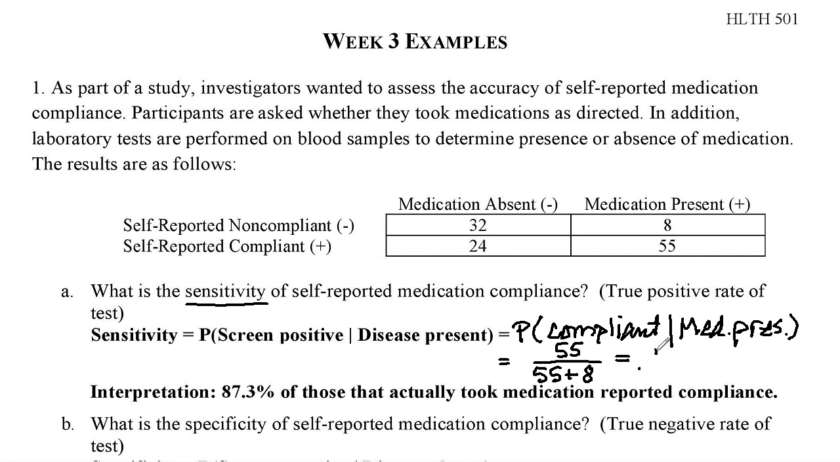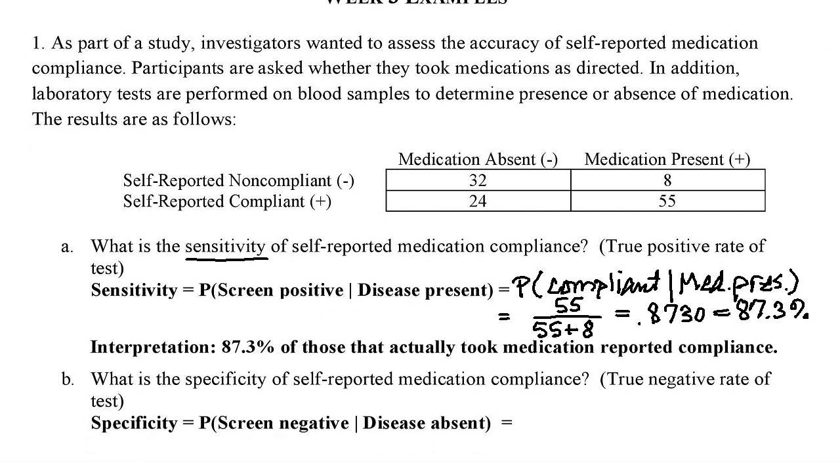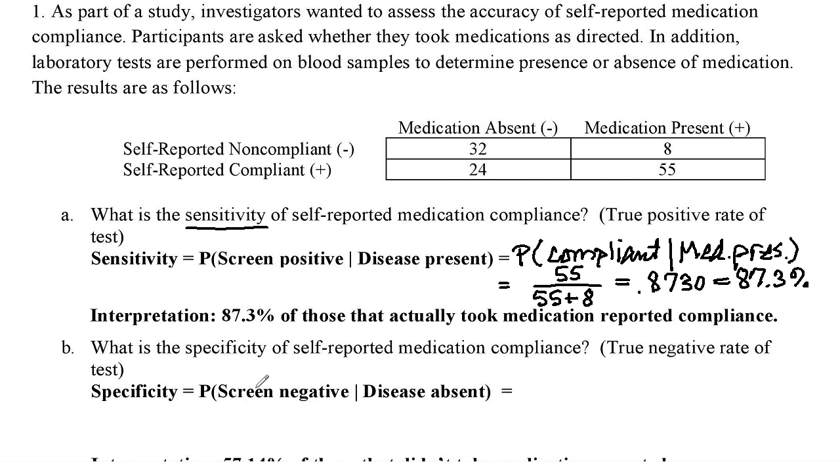If you key that in the calculator as a decimal, that's 0.8730, or 87.3%. So there was a sensitivity of 87.3% in this study. What does that mean? It means 87.3% of those that actually took the medication, because medication was present in their blood, reported that they were compliant.